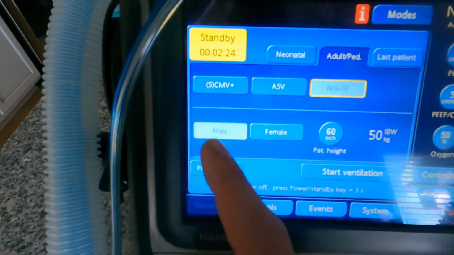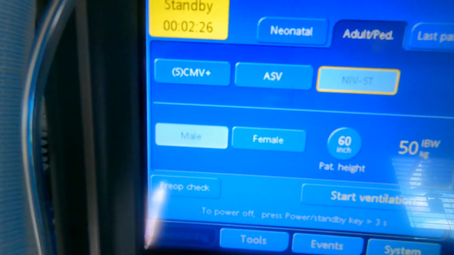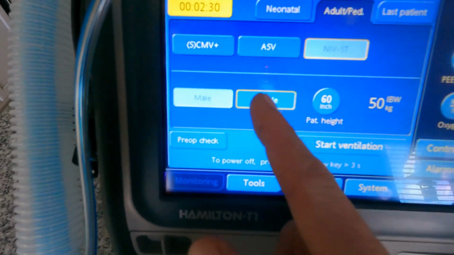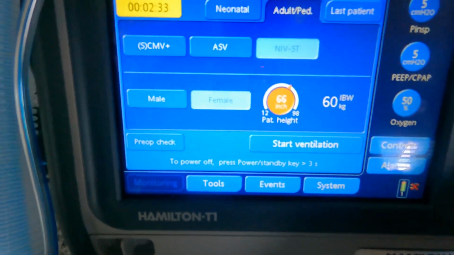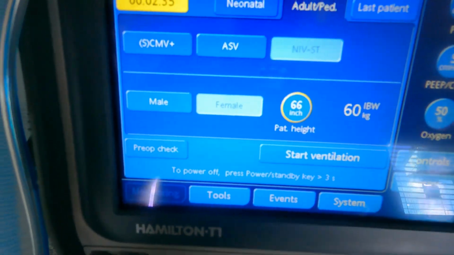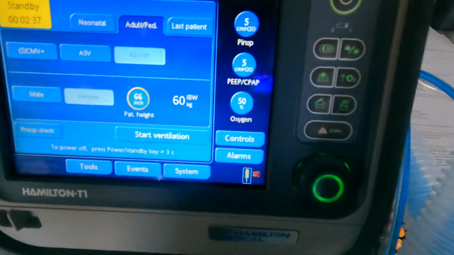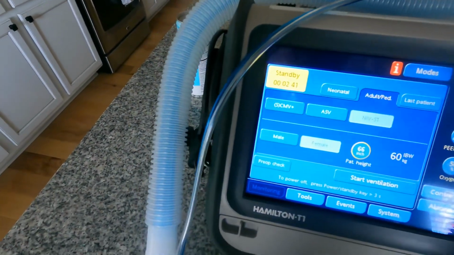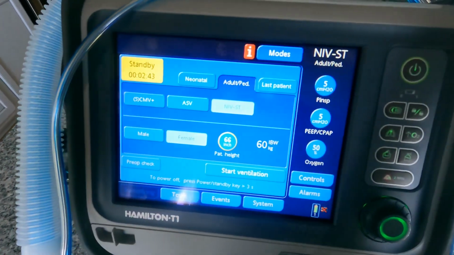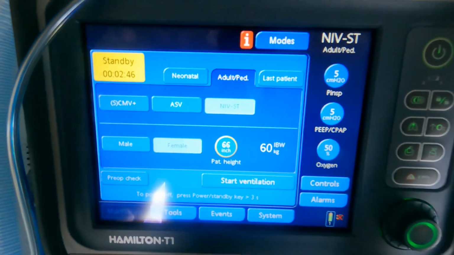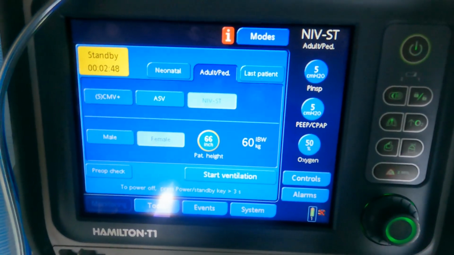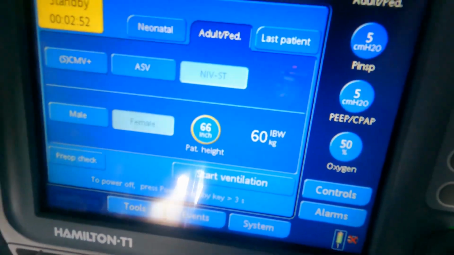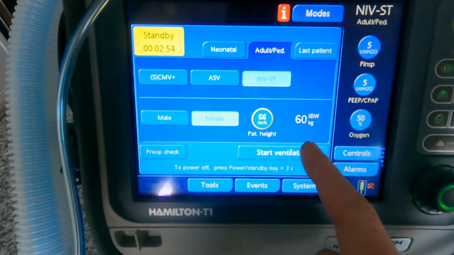So moving on from there, again, same steps. We select our appropriate sex and patient height. So this time we'll go ahead and say it's a 65-inch or 66-inch female. Next, just making sure we again hook up the same circuit that we use for adult ventilation. And then we're going to review using a non-vented mask, and then you'll demonstrate how to properly fit that mask. So from that point, we are going to go ahead and start our BiPAP.